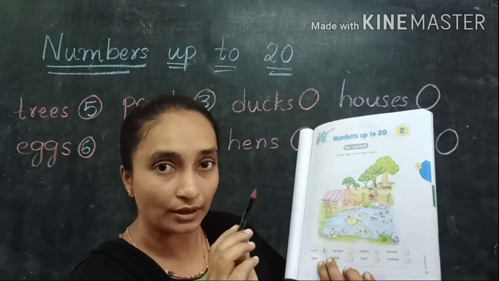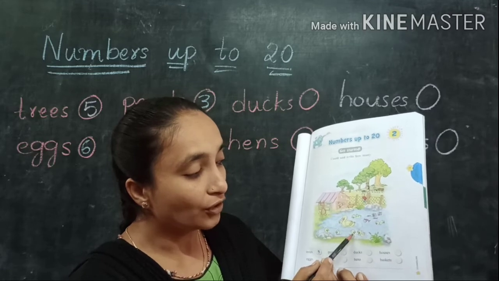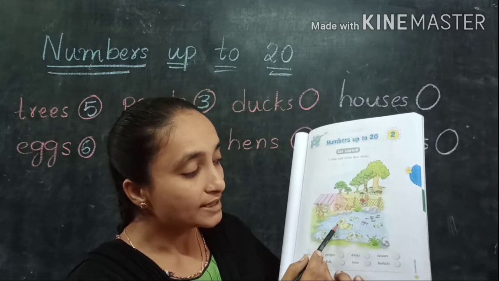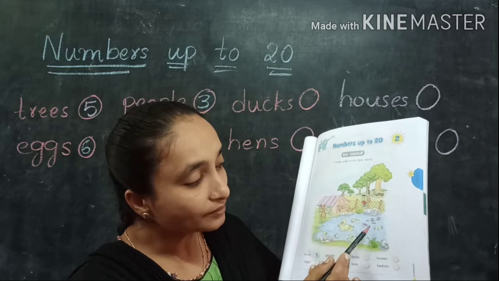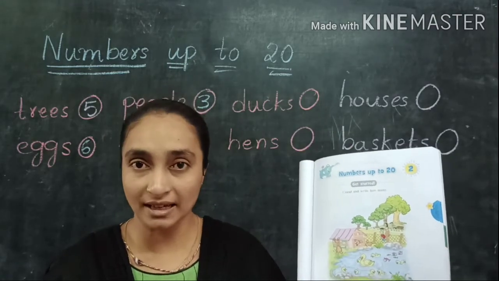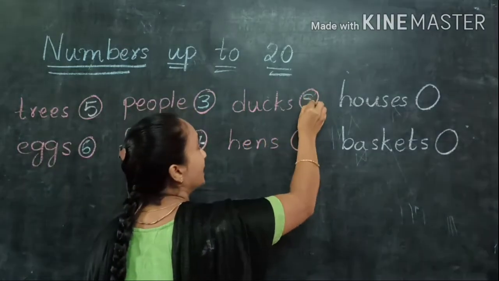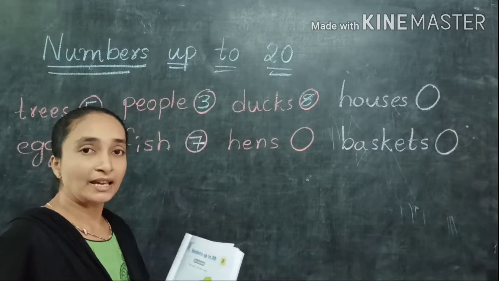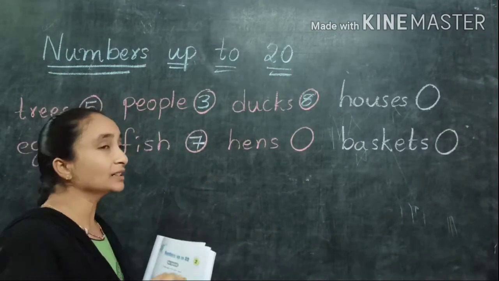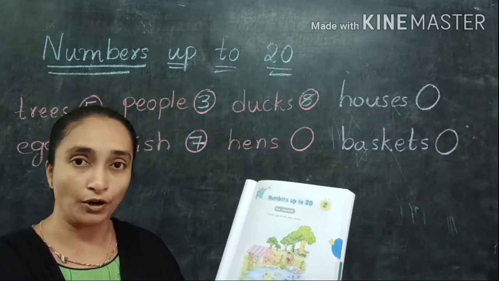So first the big one. 1, 2, 3, 4, 5, 6, 7, and here is the last one 8. So total 8 ducks are there in our picture. So here we can write 8 in the circle. 8 ducks are there. One mother duck and the remaining are 7 ducklings. They are also swimming in the pond.